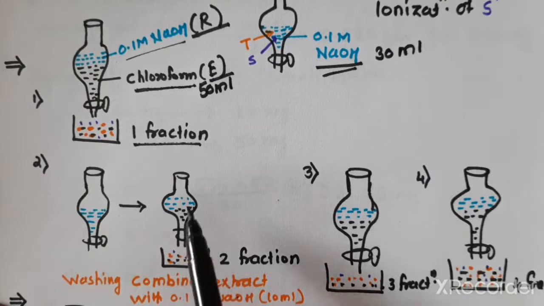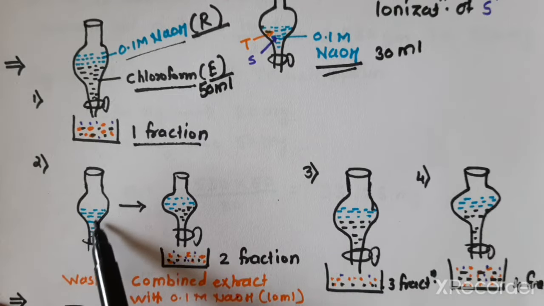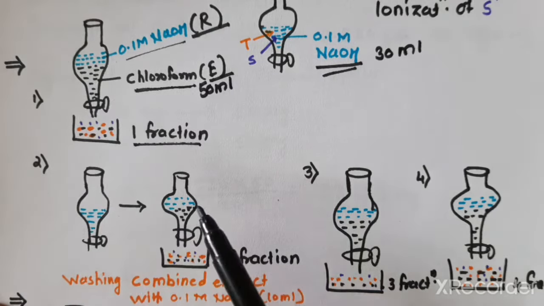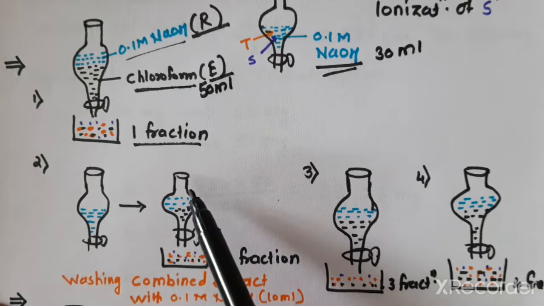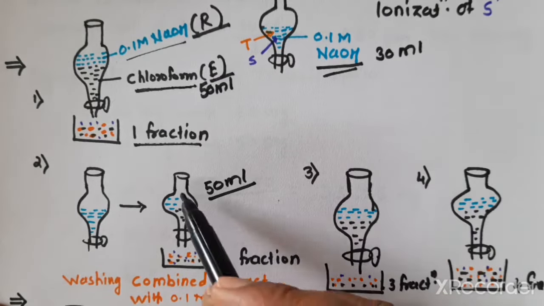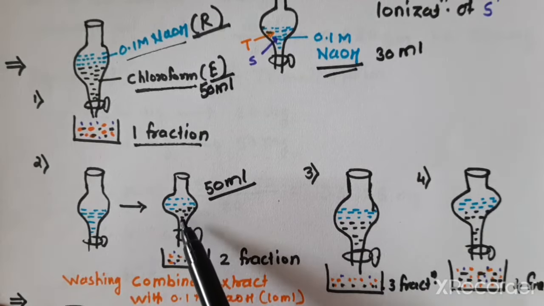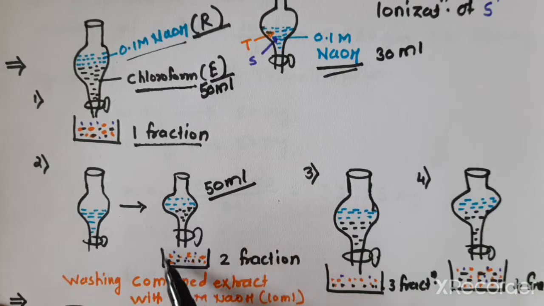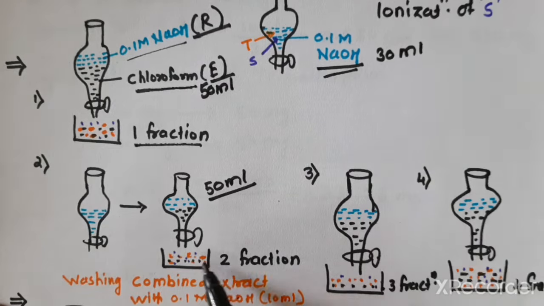So we can see here we have the same raffinate phase, that is the aqueous phase. Now again I am adding 50 ml of fresh chloroform. Again you shake this flask, wait for two phases, and once they separate, you take out the bottom layer. That is the second fraction, which you can collect in a second beaker or the same beaker.